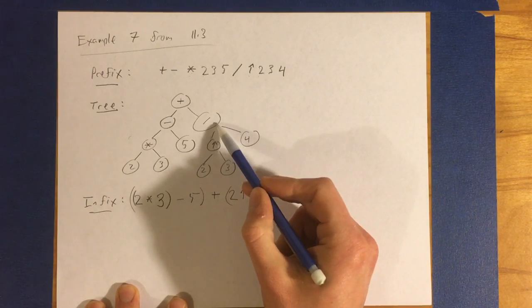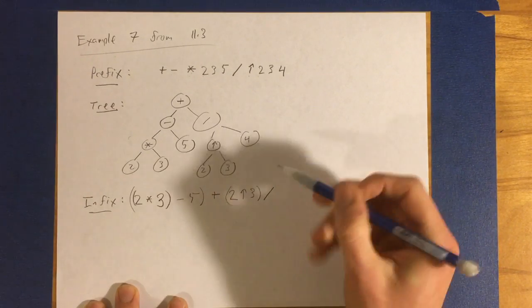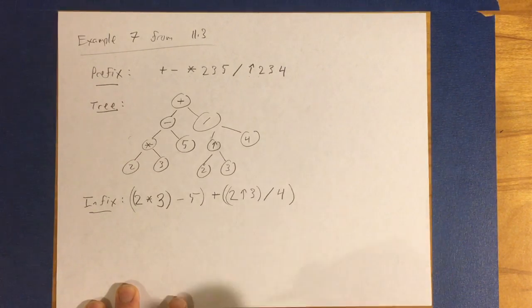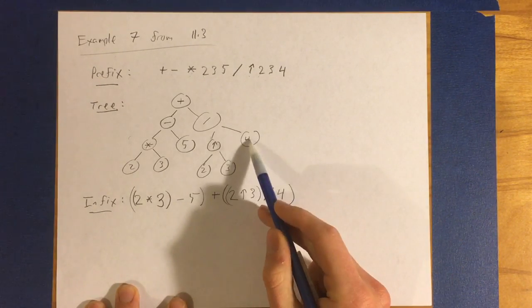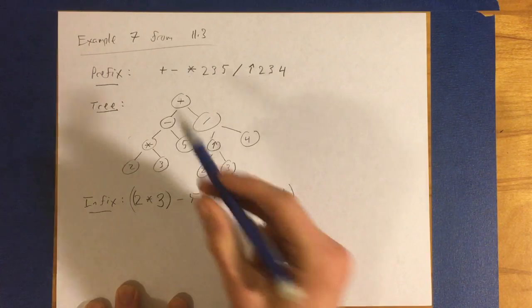Now we get back up to the division, and the division symbol prints before going off to the right, and I print 4. Now that binary operation is complete. I put parentheses around that. And then 4 is done, it returns to division, which is done, which returns to addition, and it's done.